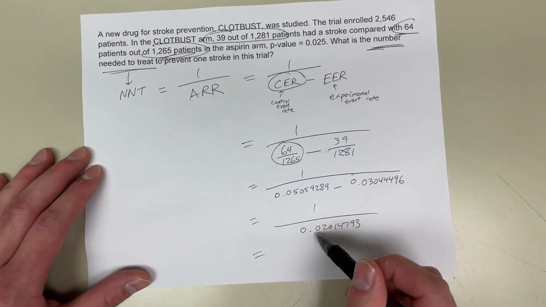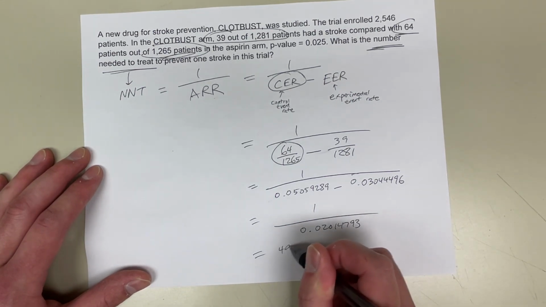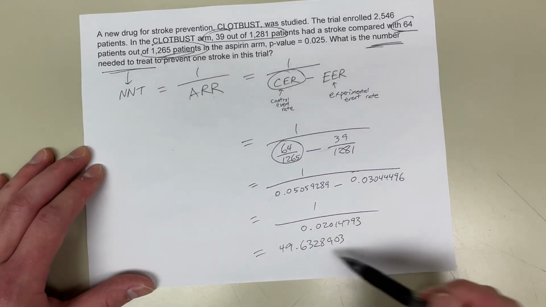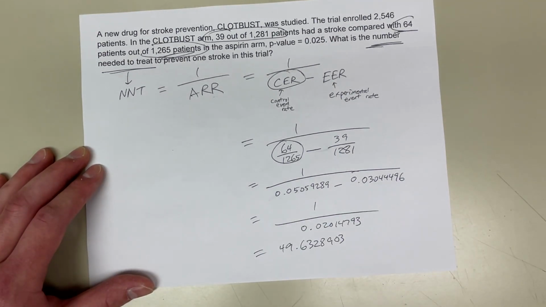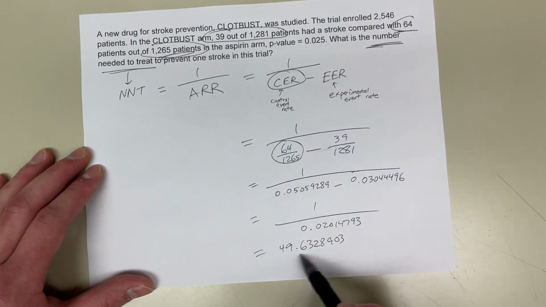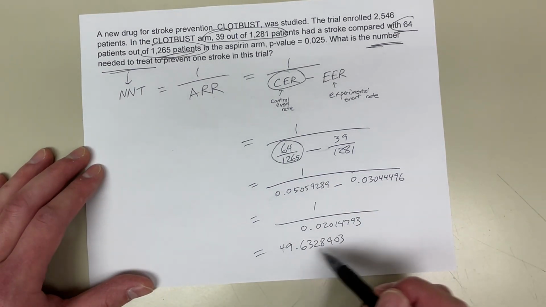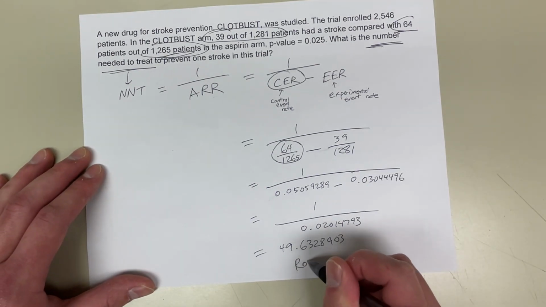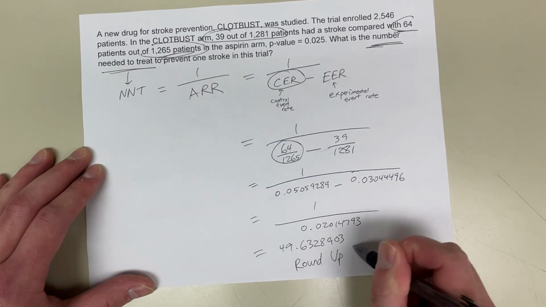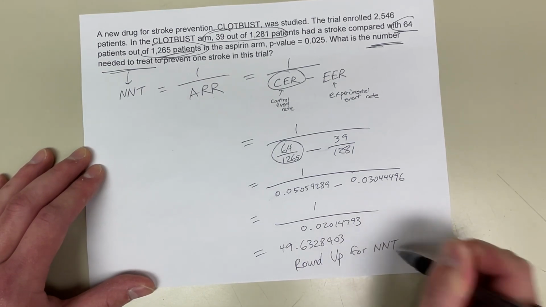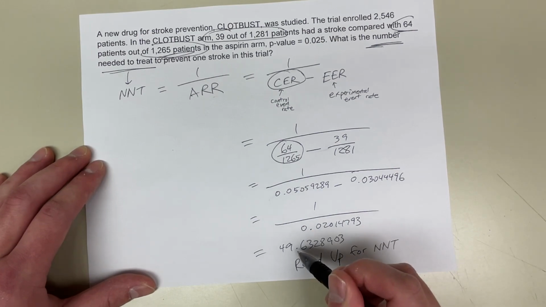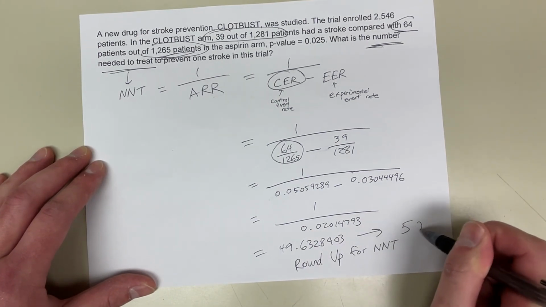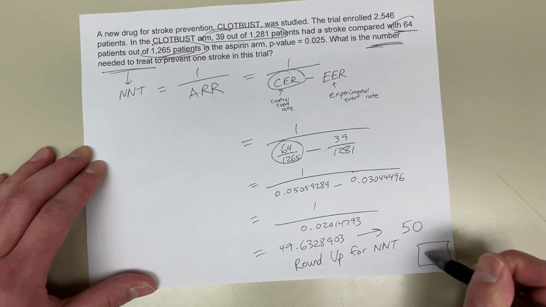So 1 divided by this number is equal to 49.6328903. Keep as many decimal places as possible until your final answer. That's why I have so many decimal places here. So this is actually a final answer, but number needed to treat is always a whole number, so you always round up for a number needed to treat. So 49.6328903 is rounded up to 50. And 50 is what you enter in the computer.